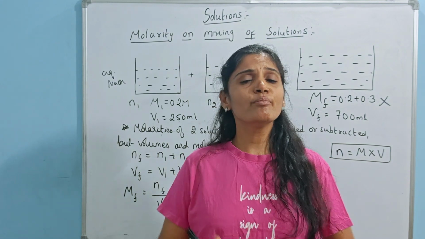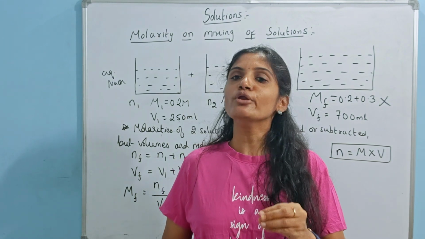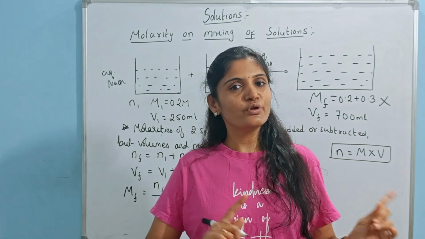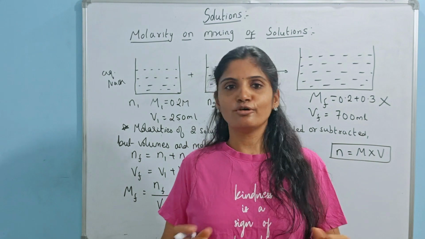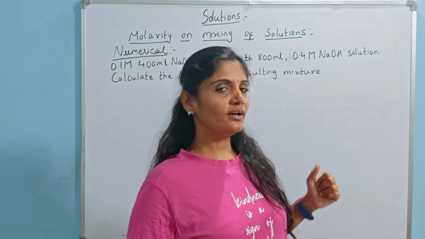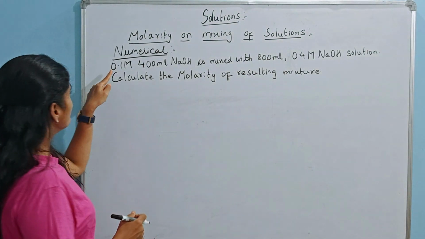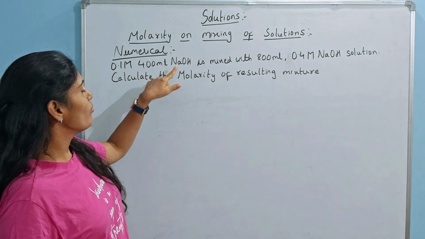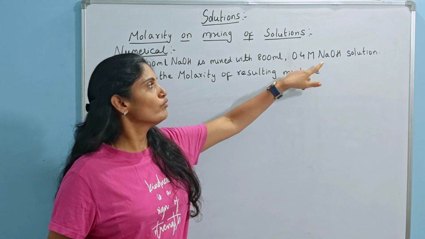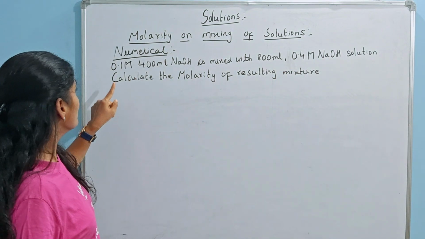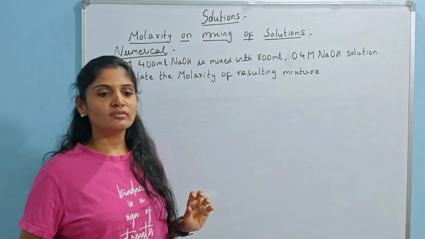Now, to get an even better understanding, let us solve a numerical on this so that you get this concept better. Okay, this is a numerical. Let's solve it. 0.1 molar 400 ml NaOH is mixed with 800 ml of 0.4 M NaOH solution. Calculate the molarity of the resultant mixture.